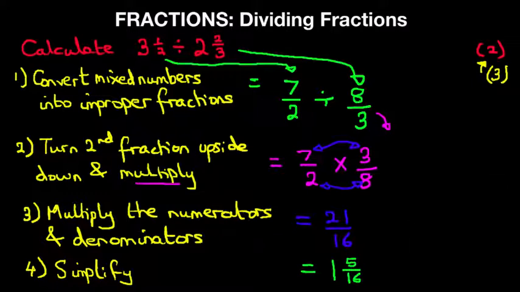So it is important to follow these 4 steps. Everything that I've written in yellow you do not need to write in the exam, but it is important to follow the steps step by step. The first one is convert the mixed numbers into improper fractions. Second one is to turn the second fraction upside down and multiply. The third step is multiply the numerators and the denominators. And the fourth step is to simplify where necessary. If you follow these steps, you will get the maximum marks.